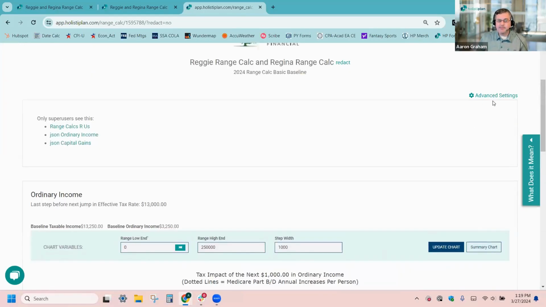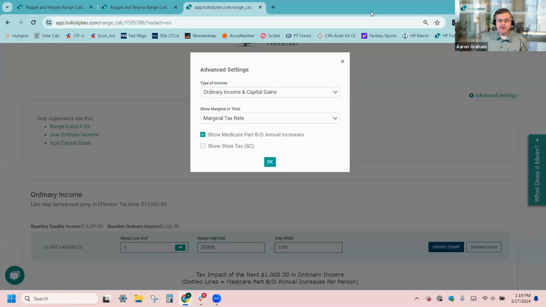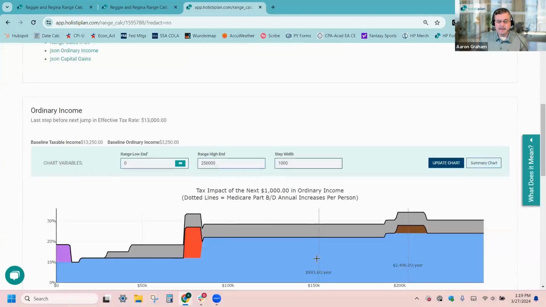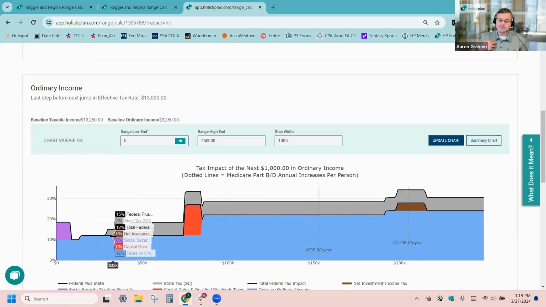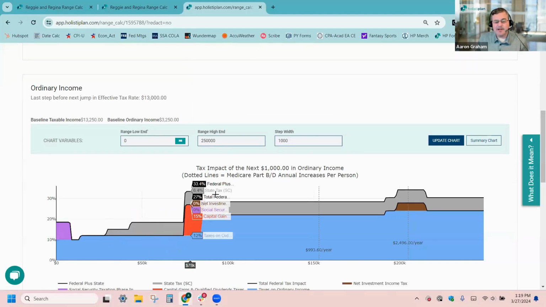If you want to change some of these items on the graph, if you go to advanced settings, you can show the additional Medicare increases. You can uncheck that box and it'll hide those dotted lines. You can also show state tax. So I'm going to check both of these so we can see the lines are showing up. I'm a native of South Carolina. I love South Carolina. So Reggie and Regina decided to retire in South Carolina. It's a great state. So you'll see the state tax here of South Carolina sitting on top of the federal.